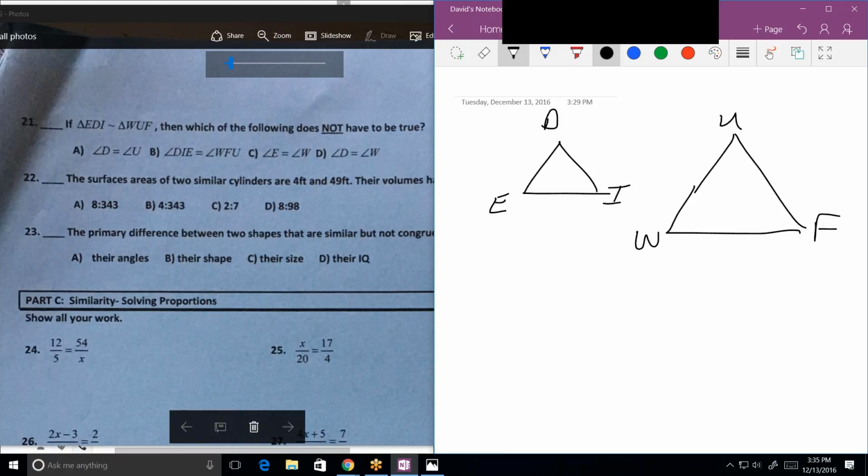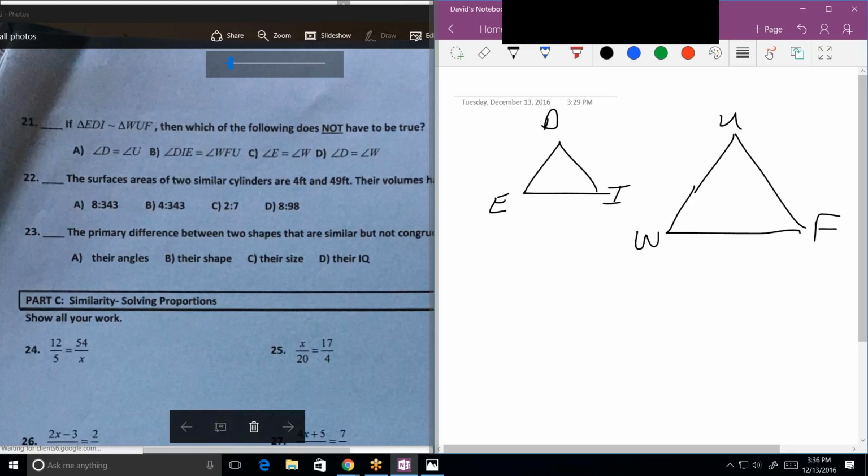Yes. DIE equal to FW or WFU? Yes. And E equal to W? Yes. D equal to W? No. All right.